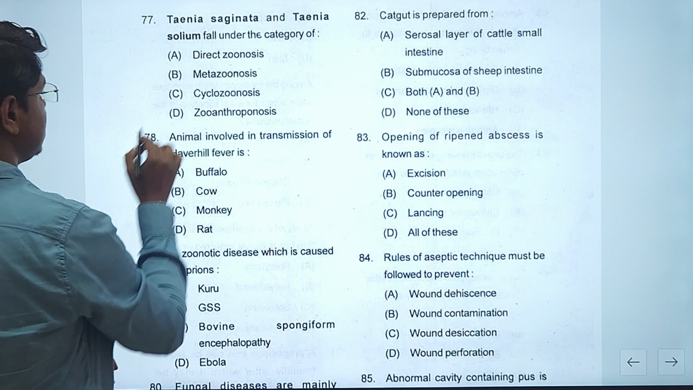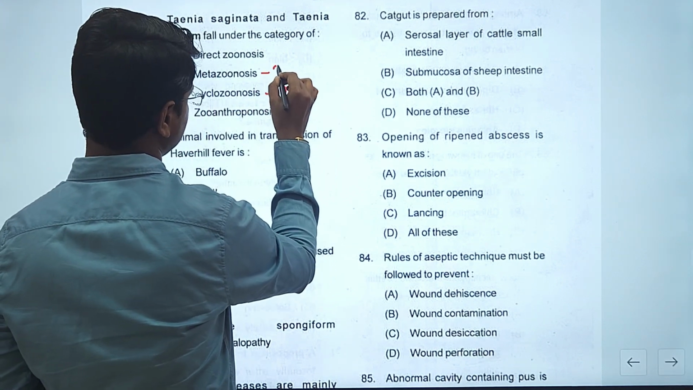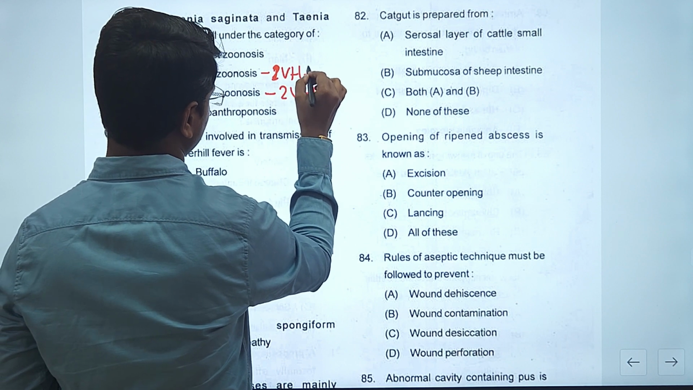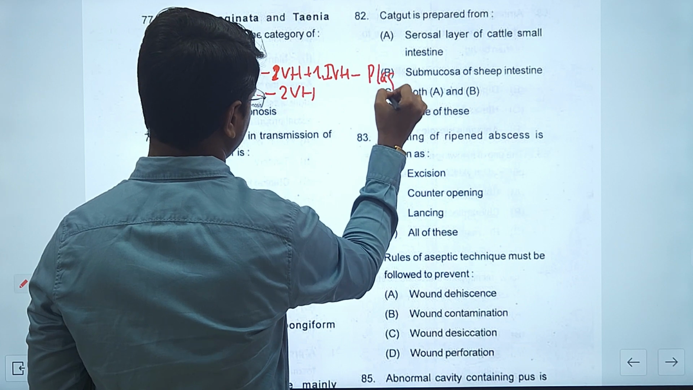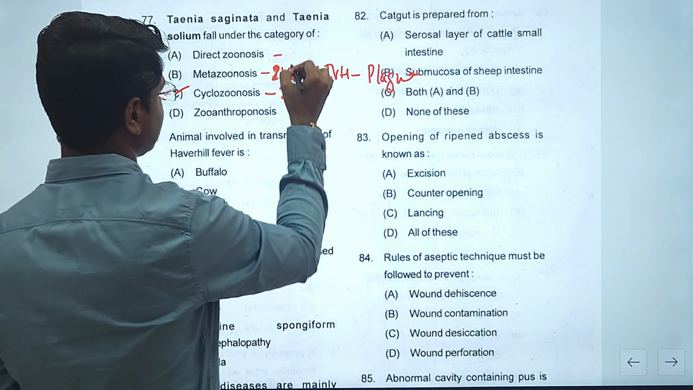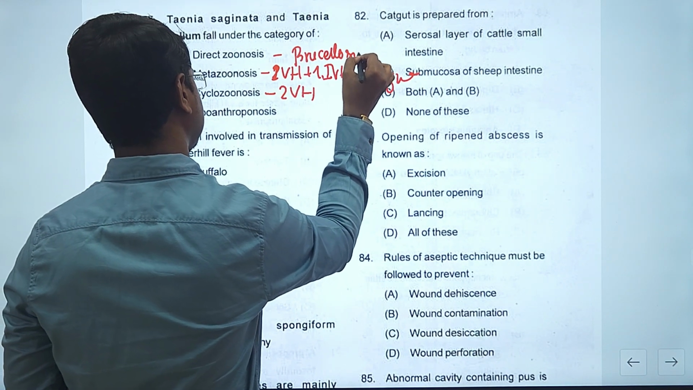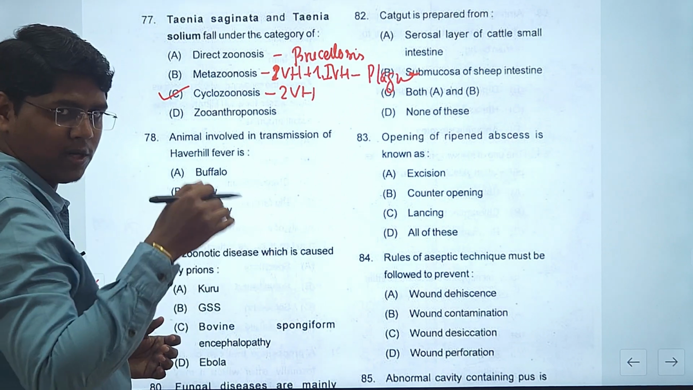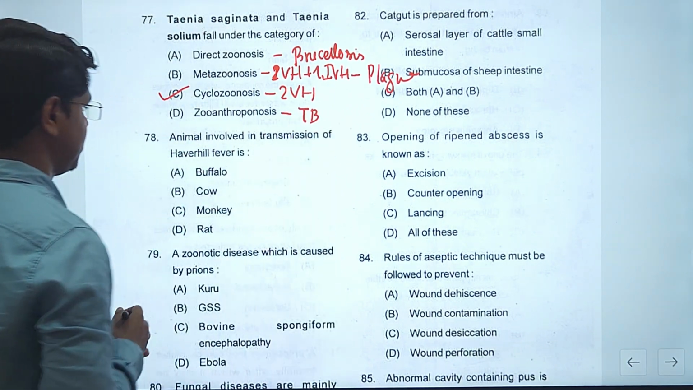Answer is cyclozoonosis, in which two vertebrate hosts are needed. Metazoonosis, you will find one vertebrate host plus one invertebrate host. Best example is plague. Diatozoonosis, by contact or food or water it can be transmitted, for example brucellosis. Zooanthroponosis, from human to animal. Best example is TB, tuberculosis.